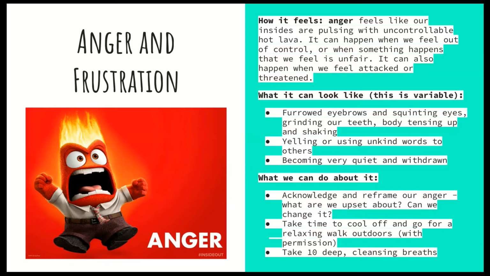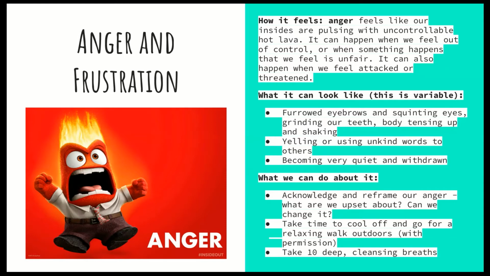So what it can look like, and again, this is variable. It really depends. Not everyone who is angry will act like this, but these are just some common themes of what anger might look like. So you might have furrowed brows and squinty eyes. You might grind your teeth, right? Your body might tense up and you might start to shake a little bit because you're trying to keep it in without exploding, going off on someone. You might yell or use unkind words to others. And for some people, anger manifests itself by becoming very quiet and withdrawn, okay? They might be the quiet, angry type as opposed to the loud, explosive type.